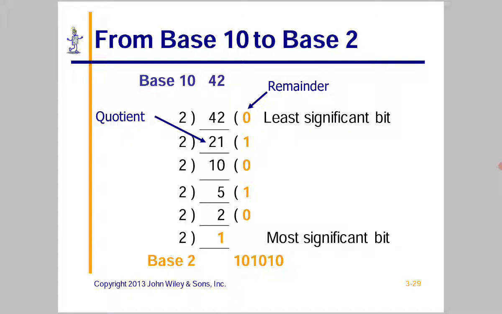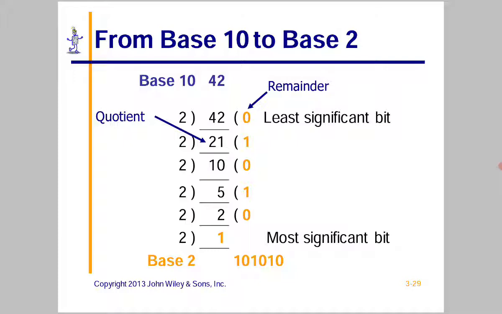Take an example, 42, base 10, and convert 42 from base 10 to base 2. Simply take 42 as a decimal number and divide it by 2. Why? Because we want to convert it into the binary number system. So decimal to binary means you simply divide the given decimal number by 2. So 42 by 2 means quotient is 21, remainder is 0. Note down in this way.